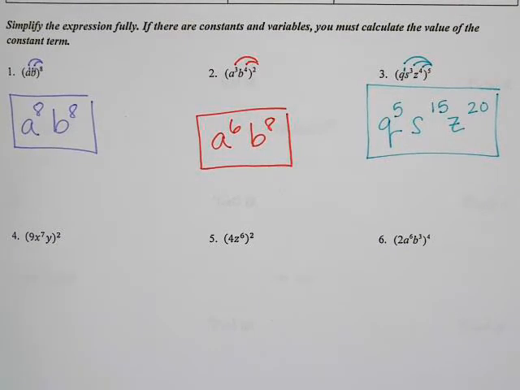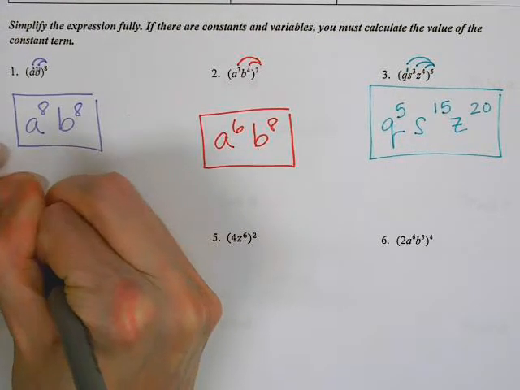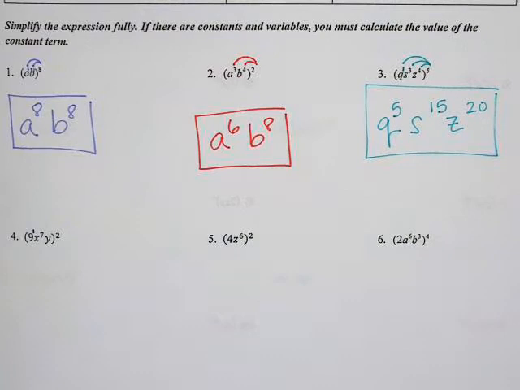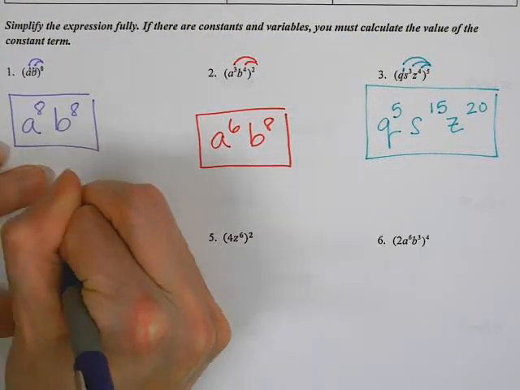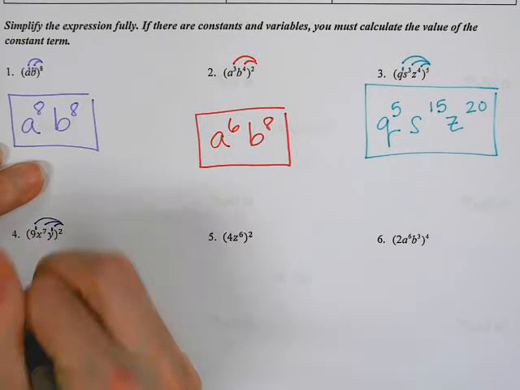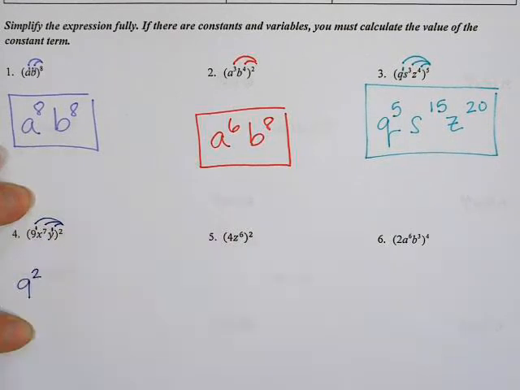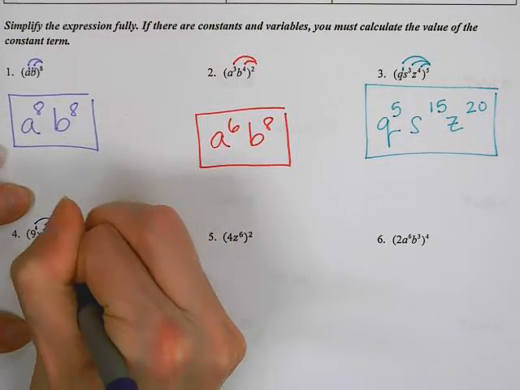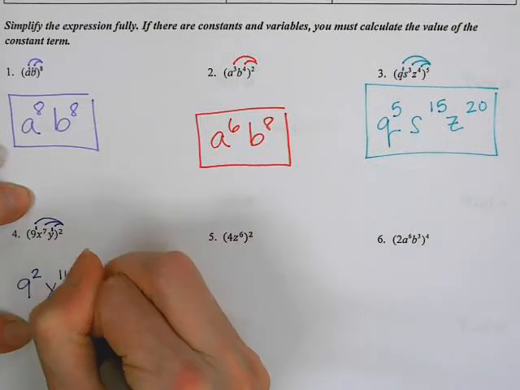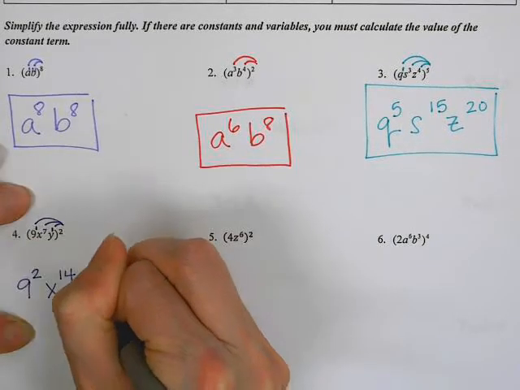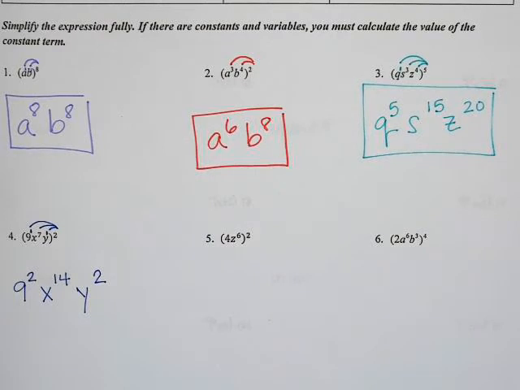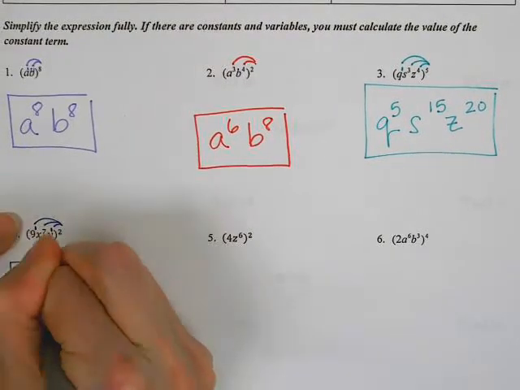All right, now let's throw in some numbers. Okay, so number 4, the 9 doesn't have a power, so put a 1. The Y doesn't have a power, so put a 1 also. All right, let's do it. The 9 gets it, the X gets it, the Y gets it. Okay, so the 9 is now 1 times 2 is 2. The X, 7 times 2 is 14. And the Y, 1 times 2 is 2.